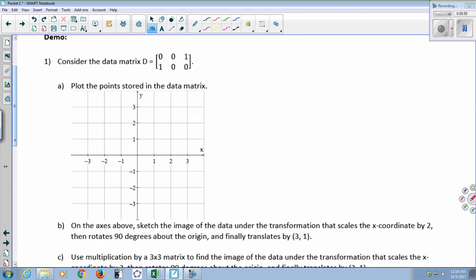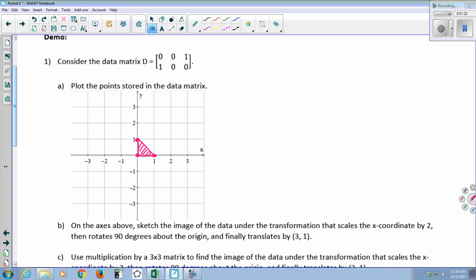All right, so for the demo, we want to consider this data matrix 0, 1, 0, 0, 1, 0. So that's 3 points all put into one matrix. And I've written them vertically. So the point 0, 1 is right here, and 0, 0, and 1, 0. So I've created a triangle. So there's my graphic.